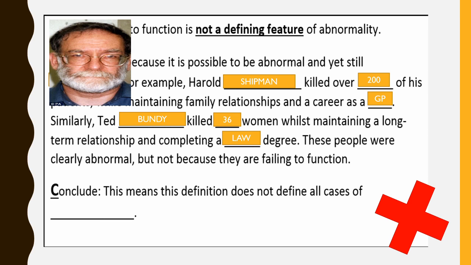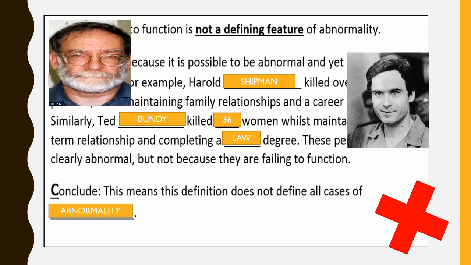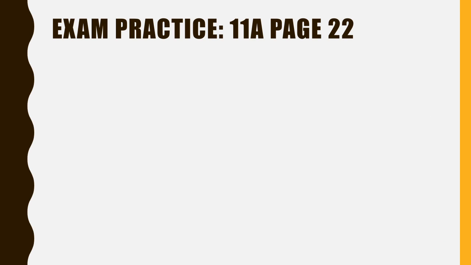So these two people are clearly abnormal because they can murder on such a wide scale, but they're not failing to function. They're not maladaptive, they're not failing to go to work, they're living normal lives, they're not making anybody feel uncomfortable, they're not being unpredictable or irrational, they are functioning perfectly normally. So this means this definition does not define all cases of abnormality. So now we've got the evaluation done for that particular definition.